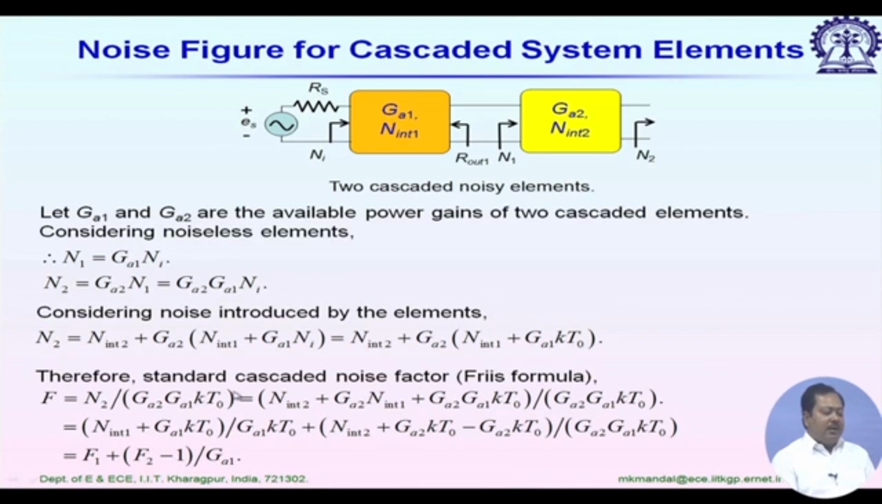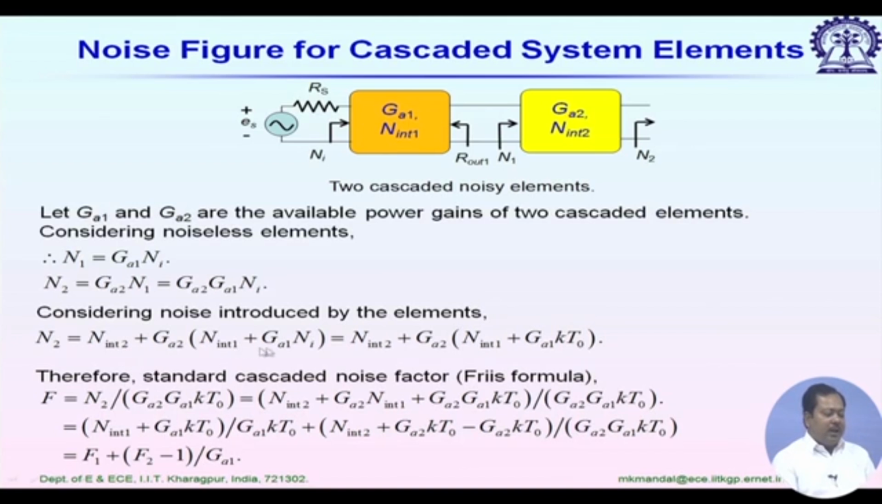Then the standard cascaded noise factor, which is also the Friis formula, the second form for noise factor: F is equal to N2, the output noise power, divided by GA2 GA1 K T naught. So we can now put the values here.